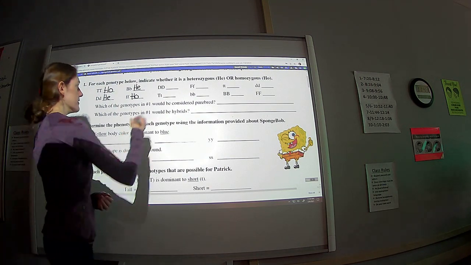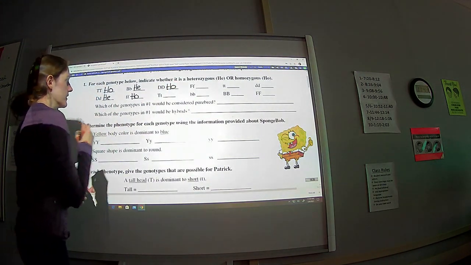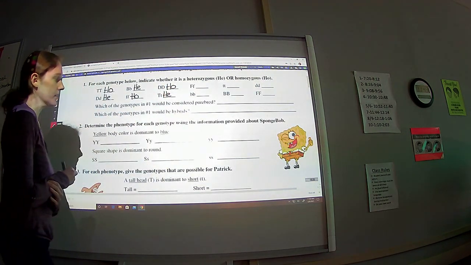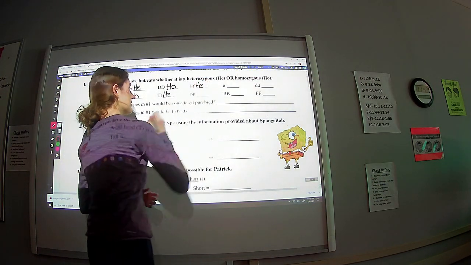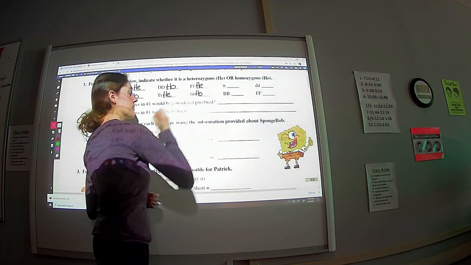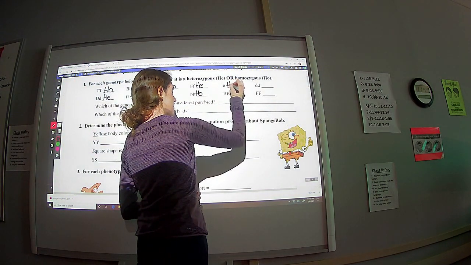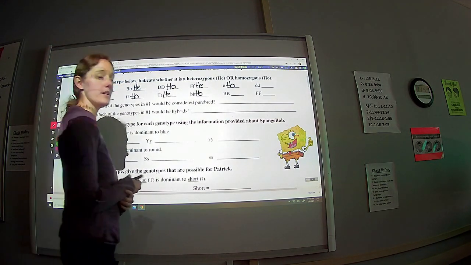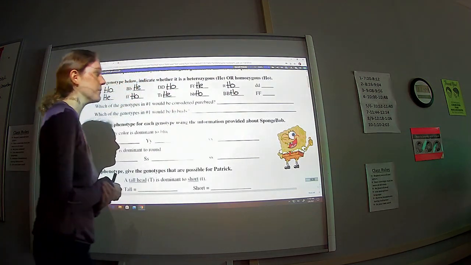2 capital D's, that is going to be homozygous, and they're going to be dominant. Capital T, little t, that's going to be hetero because they are different. Capital F, lowercase f, that one is also hetero. 2 lowercase b's, that's going to be homozygous, and it would be recessive because they're lowercase. 2 lowercase t's, that would be homozygous, and it would be recessive because they are lowercase. 2 capital B's, that one is going to be homozygous, dominant because they are both capital.